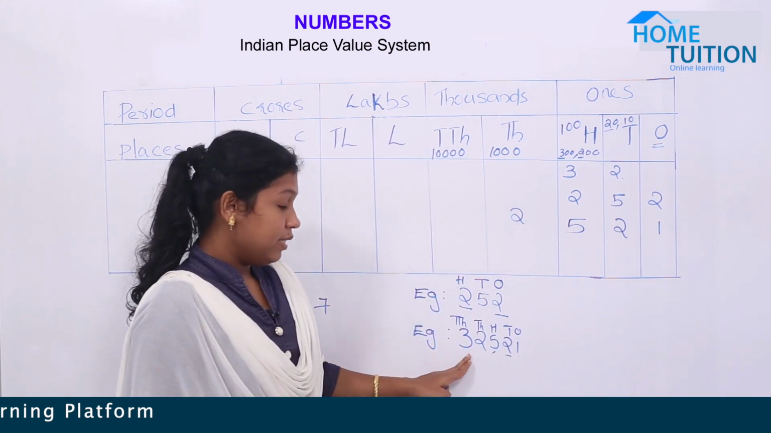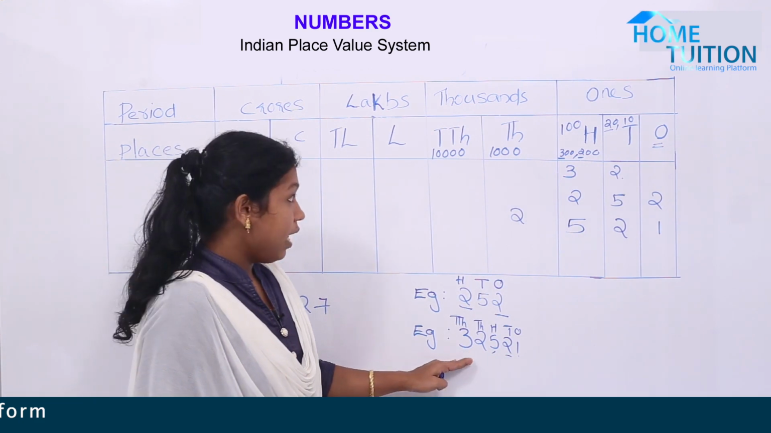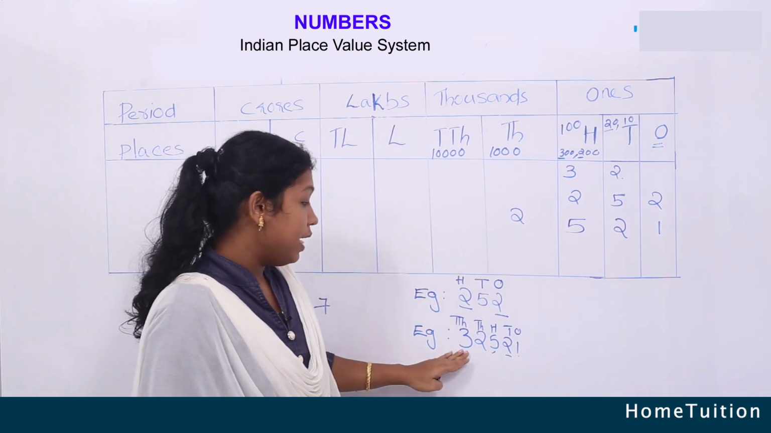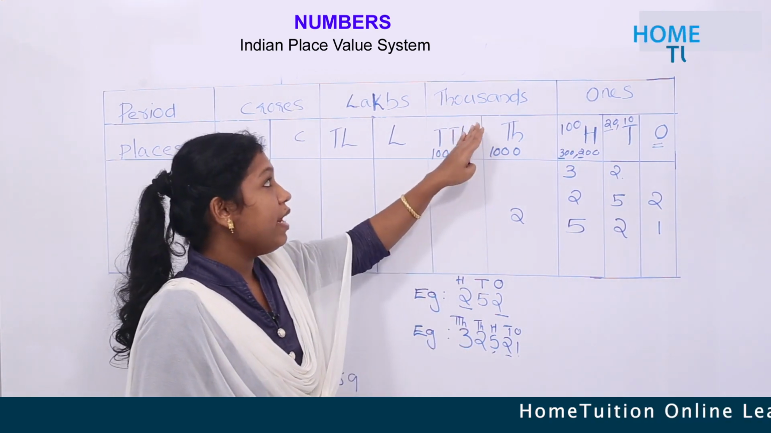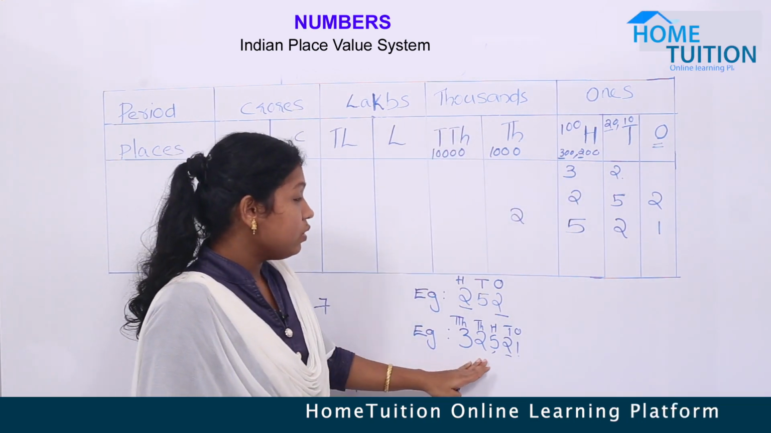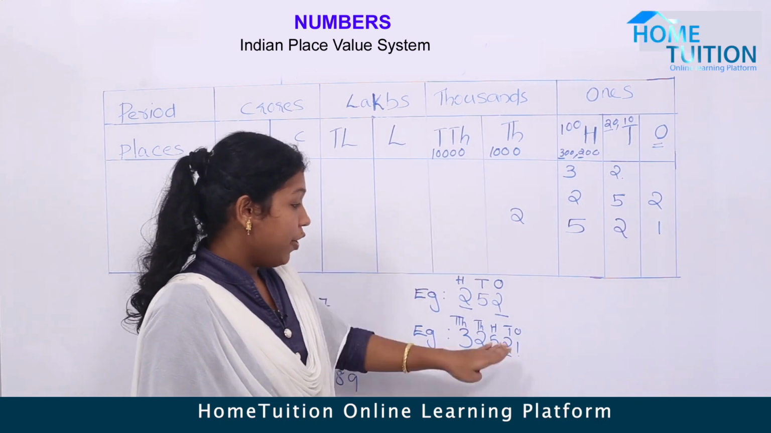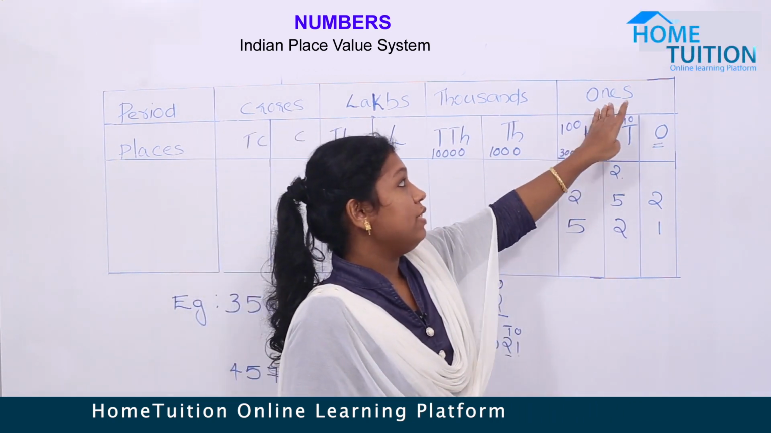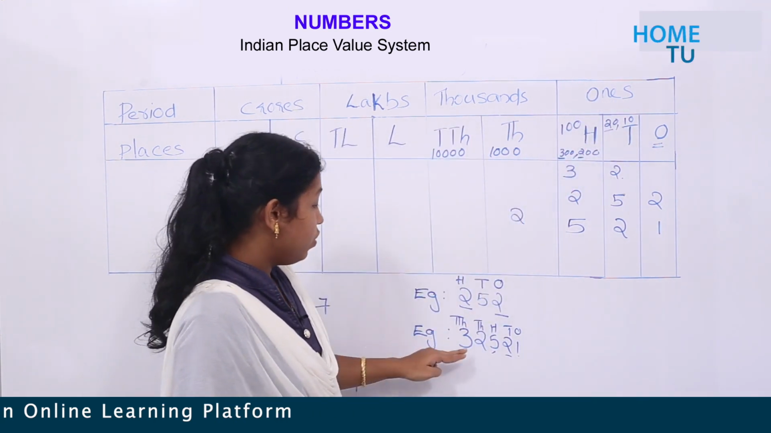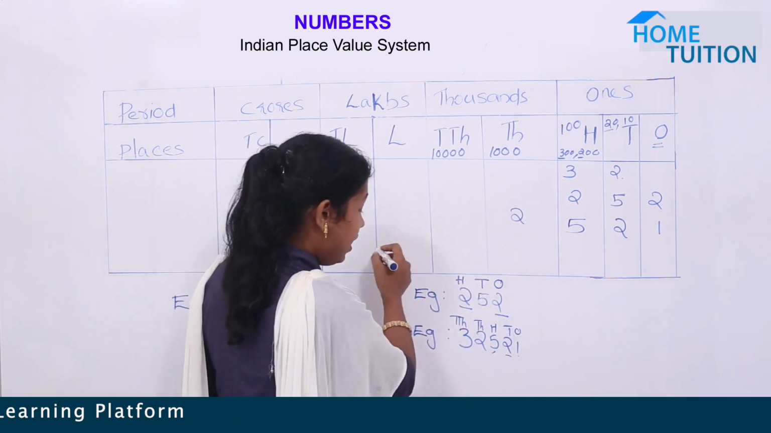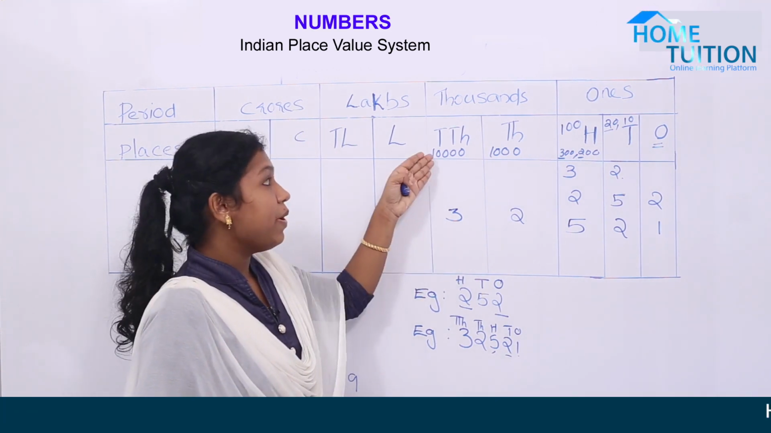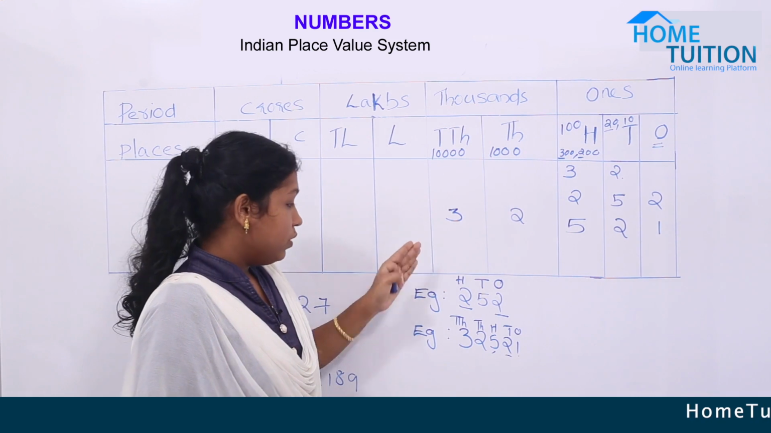Then the last number is 3. The 3 is in the same thousands period, but the place is ten thousands. So the first period is ones and the second period is thousands. 3 and 2 belong to the second period, and 5, 2, 1 belong to the first period, ones. So the last number 3 is in the thousands period, put in the ten thousands place, that is 30,000.